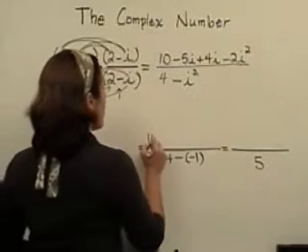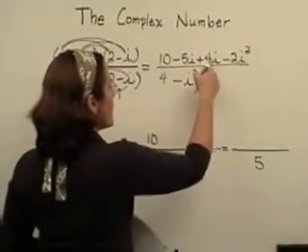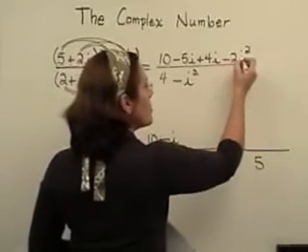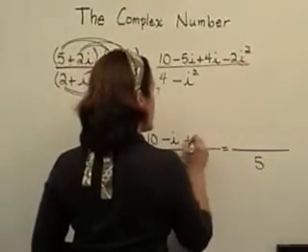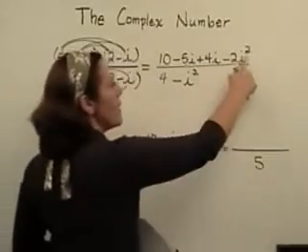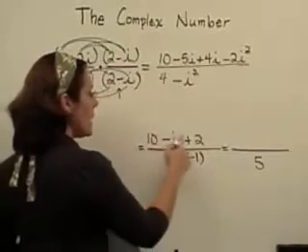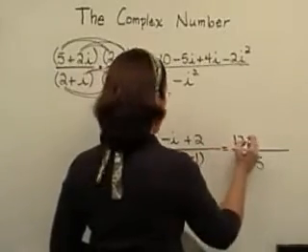So, and I'm not going to do everything in one step. The minus 5i and the plus 4i gives me a minus 1i. And this minus 2i squared is a plus 2, please. Don't forget, that's a negative 1. Minus 2 times a negative 1 is a plus 2. The 10 and the 2 add to be 12.